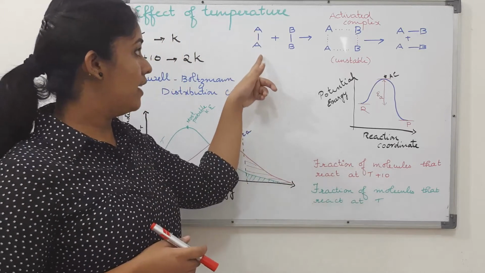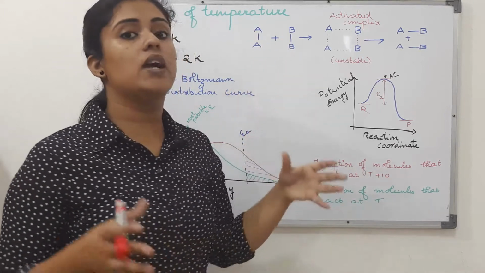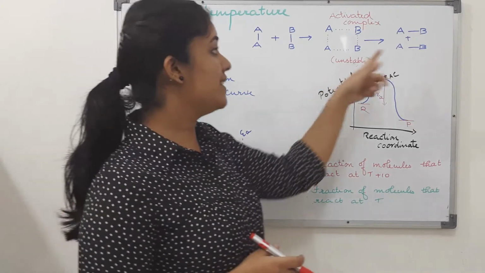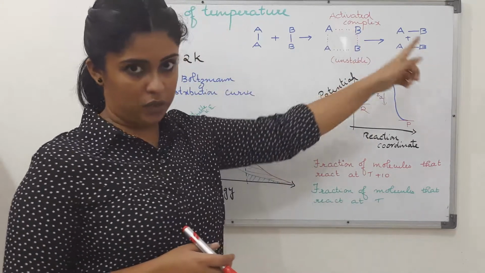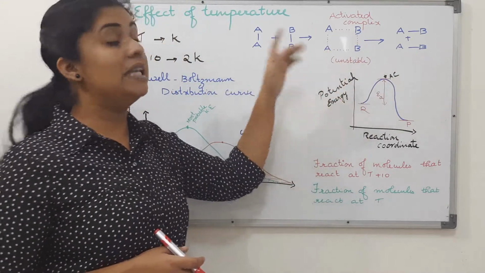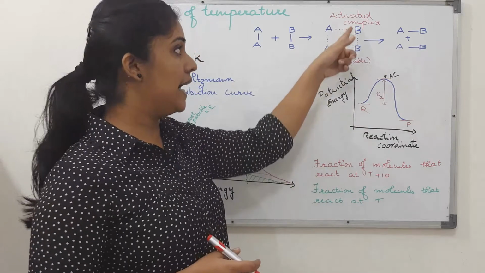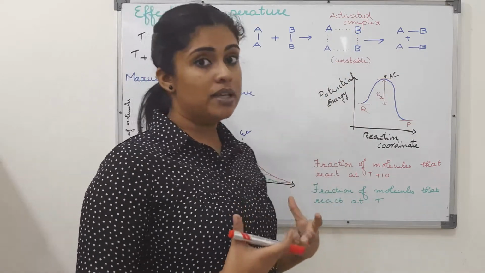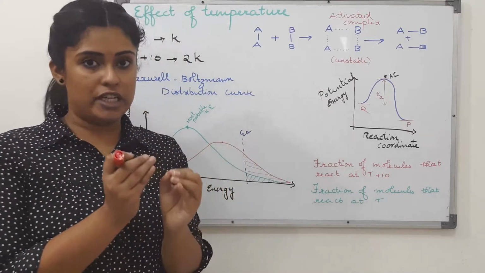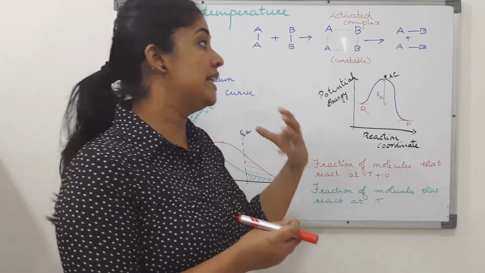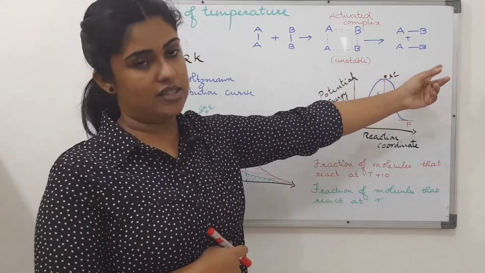So, if I say I have reactants A and B that are colliding with each other to form product AB, on their pathway they form an unstable intermediate which is termed the activated complex. This complex, being unstable, stays for a very short period of time and then immediately decomposes and finally forms the products. Okay.